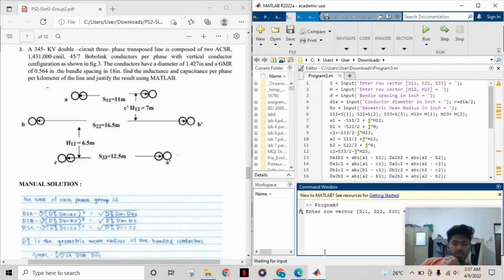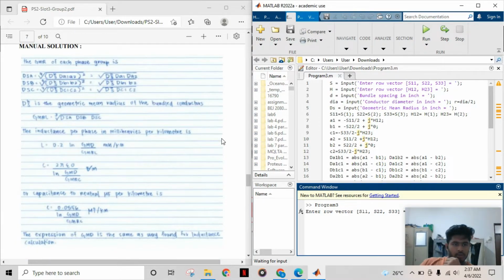Hello, doctor. I'm Sivanesh Balachandran, metric number CE200215. Today I will be presenting question 3. In question 3, the conductors have a diameter of 1.427 inches and a GMR of 0.564 inches. The bundle spacing is 18 inches. We have to find the inductance and capacitance per phase per kilometer of the line and justify the result using MATLAB. So moving on to the manual solution.